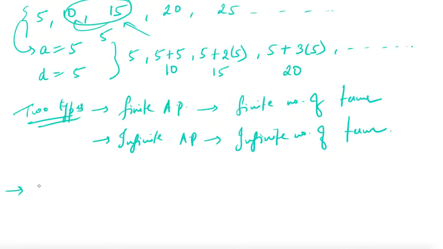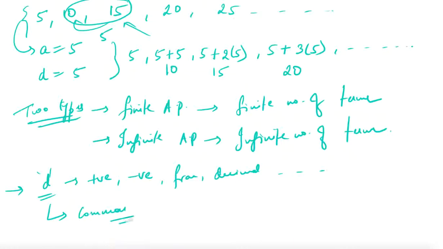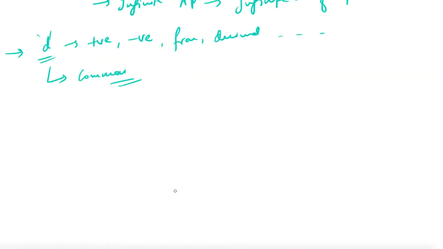The second point you should note is that this common difference d can be either positive or negative. It can be a fraction, it can be a decimal. It can be anything. The only constraint is that it should be common for any two consecutive terms of the AP. That's the only thing.